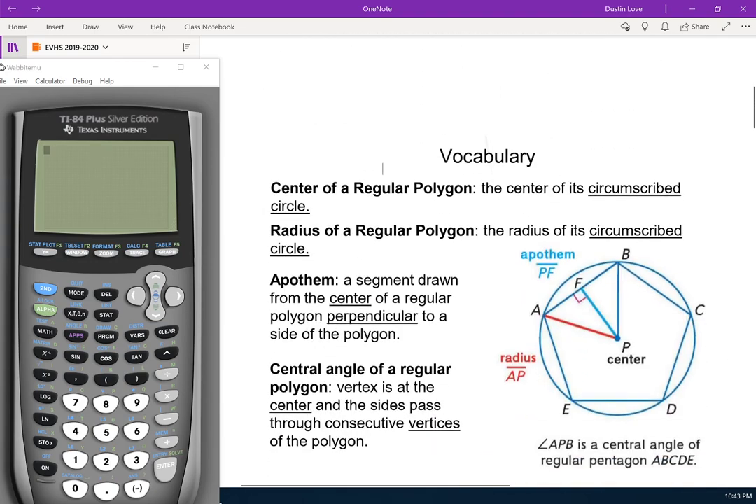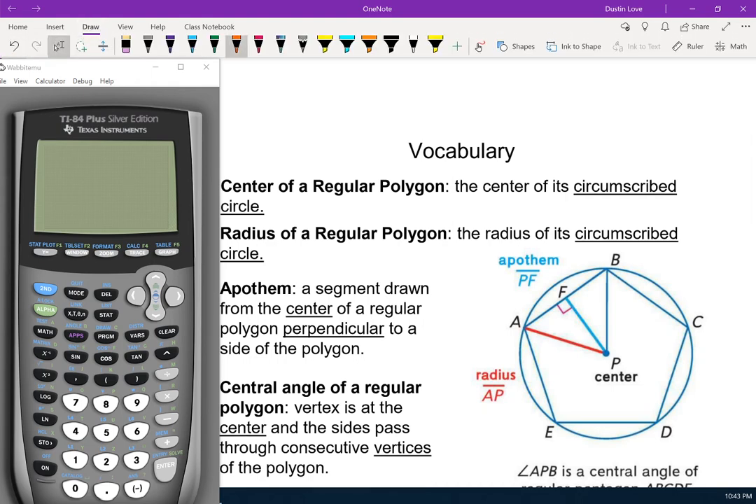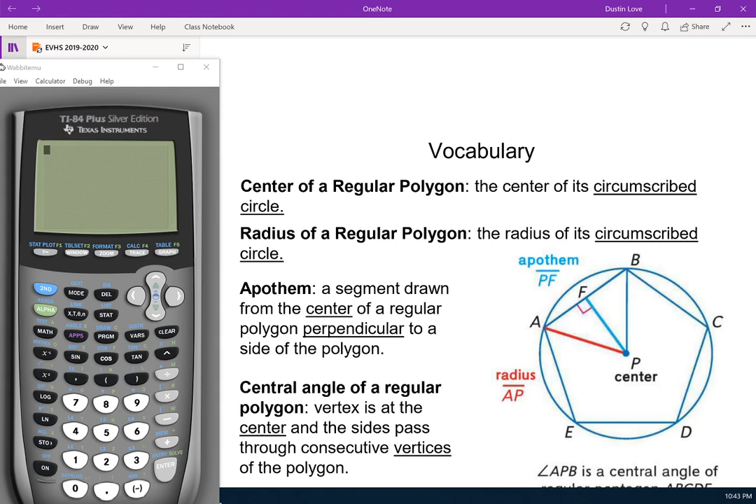Now, we said regular polygons. Remember that a regular polygon is one in which all the sides are the same and all of the angles are the same. So in this particular polygon, we know that BC is congruent to CD, congruent to DE, etc. Also, angle C is congruent to angle D, congruent to angle E, etc.